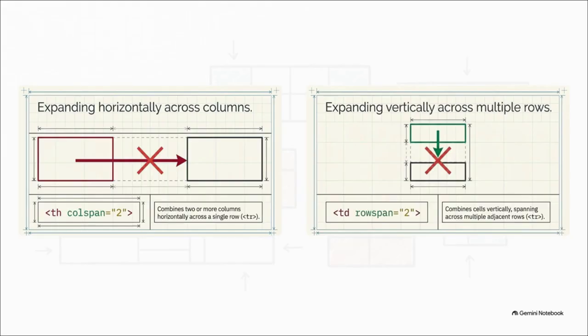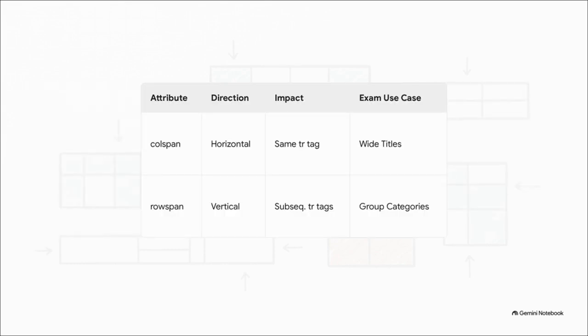Over on the right, expanding vertically uses Rowspan. This one actually pulls cells together vertically, reaching downwards across multiple row tags. So just remember, Colspan goes across, Rowspan goes down. Simple as that. Now I want you to treat this diagnostic matrix like your ultimate cheat sheet for exam day.